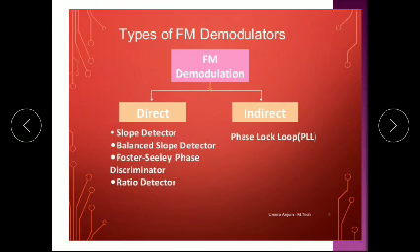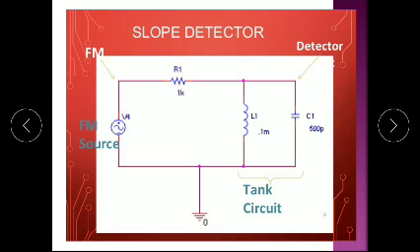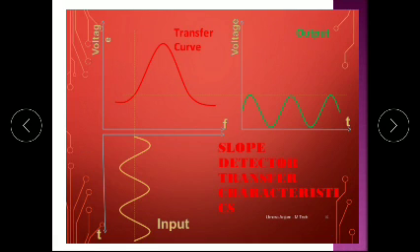So what are the different types of demodulators? There are two types of demodulators, that is direct and indirect. In direct there are the slope detector, balanced slope detector, Foster-Seeley phase discriminator, and the ratio detector. The circuit diagram of the slope detector is shown like this. The FM source is applied to the resistor and the tank circuit, that is L1C1. Here is the slope detector transfer characteristics, input and output characteristics, we can see here.